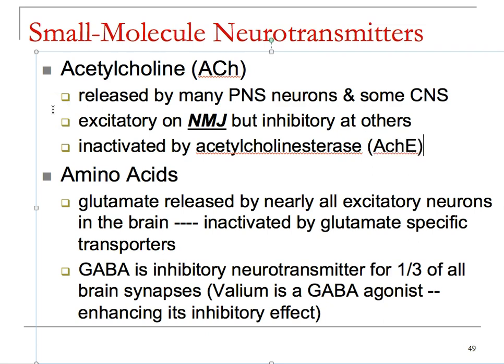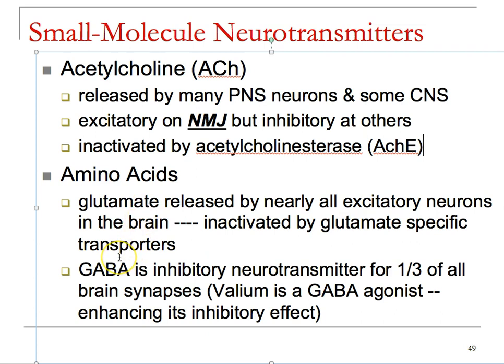Okay. Amino acids. You can think about there are many amino acids inside of the body. Glutamate is released by nearly all excitatory neurons inside the brain. Okay, and it's inactivated by glutamate-specific transporters. So this is something that we're not even going to entertain. But you have to shut off the transporter to stop the actual production of this.